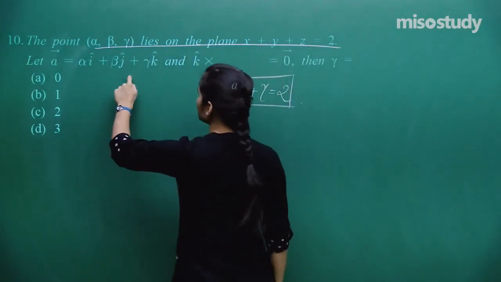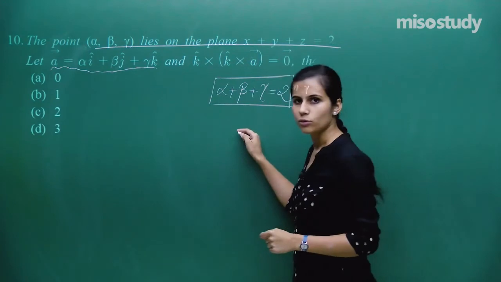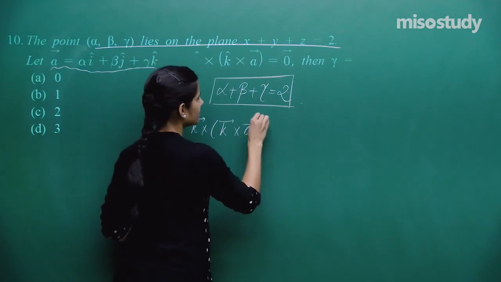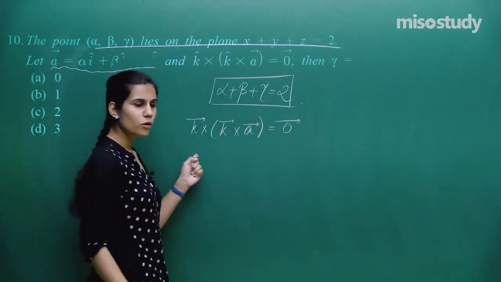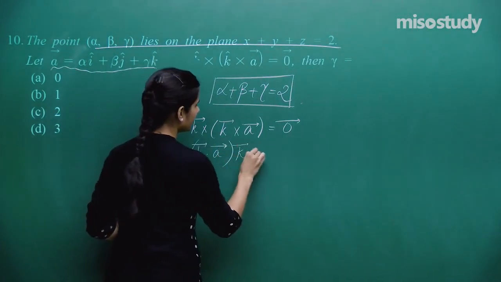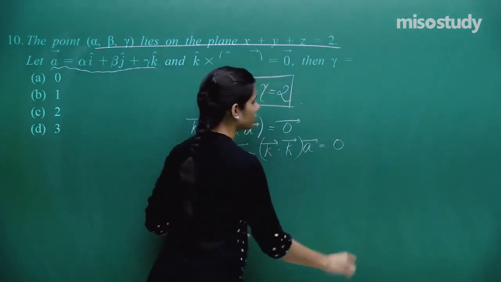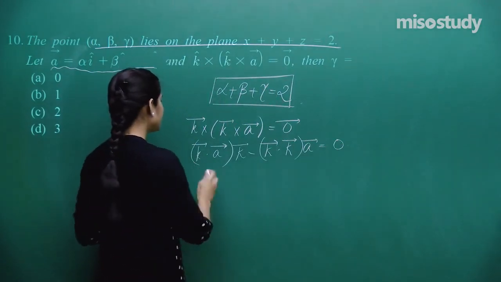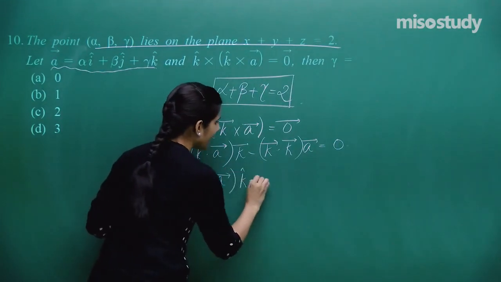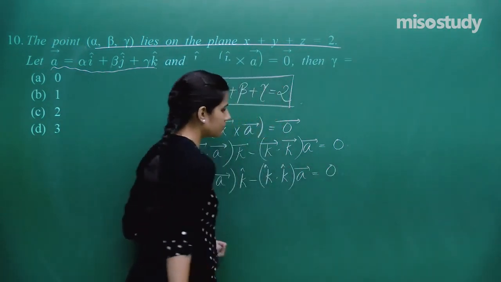A vector is alpha i cap plus beta j cap plus gamma k cap. And k cross A is 0. You know how to open this up? This is (k dot A) times k minus (k dot k) times A is 0. What is this? This is actually k cap dot A vector times k cap minus k cap dot k cap times A vector equals 0.